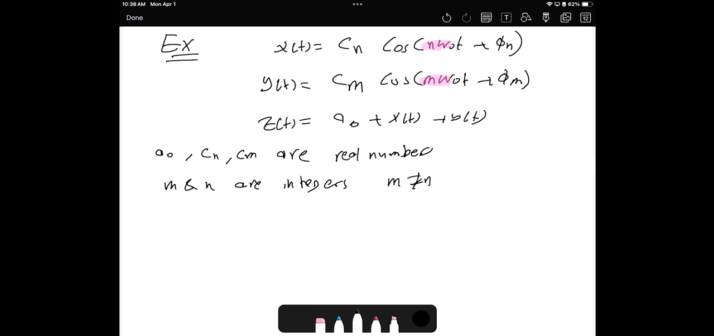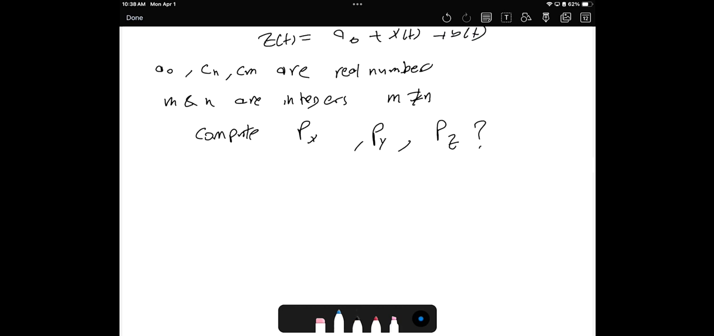So the question is to compute Px, Py, Pz. P sub x means the power of signal x, Py the power of signal y, Pz the power of signal z. So how to compute this? Let's start with x. P sub x, according to the formula, is 1 over T, the integral from 0 to T, x of t squared dt. I have a time domain expression, so I'm going to use it.